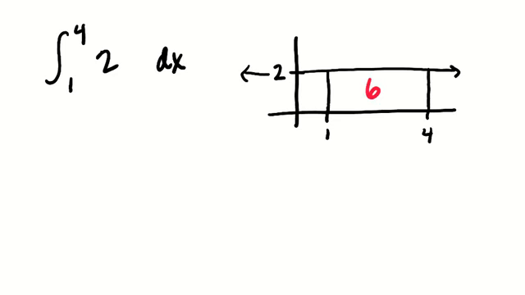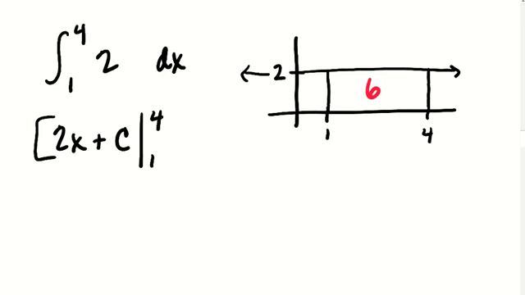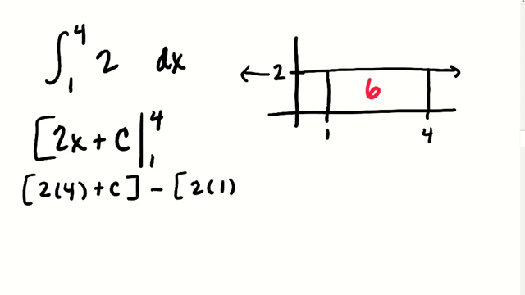Okay, so we're going to follow the three-step process. What is an antiderivative for 2? 2x plus c. Sure, I'll do that. And then I'm going to evaluate this between 1 and 4, the net change in this between. All right, so I'm going to plug in 4 for x. So 2 times 4 plus c minus 2 times 1 plus c, which is equal to 8 plus c minus 2 minus c.